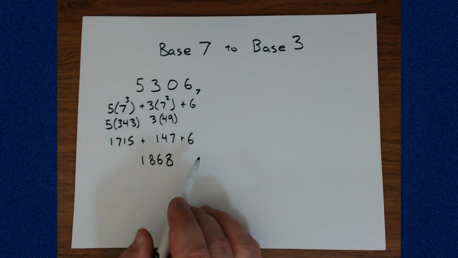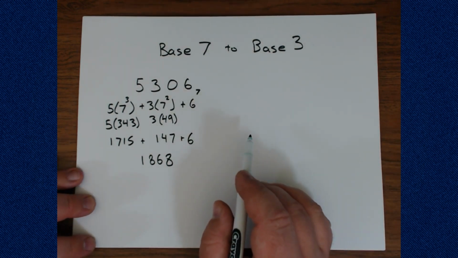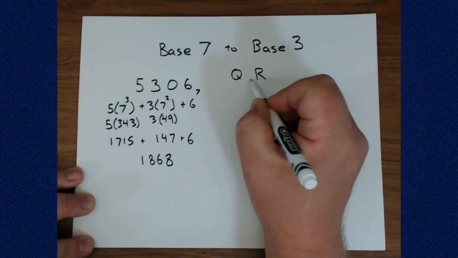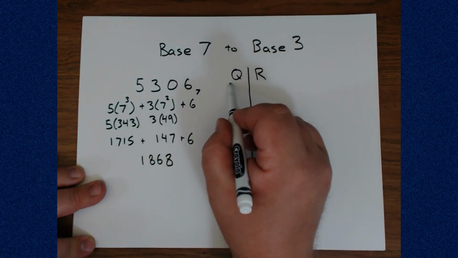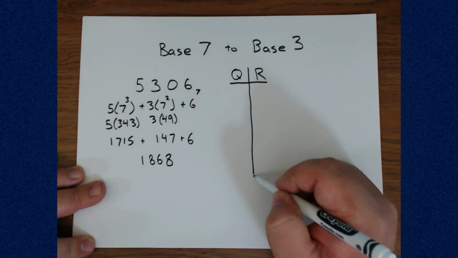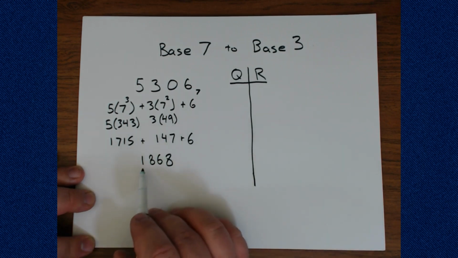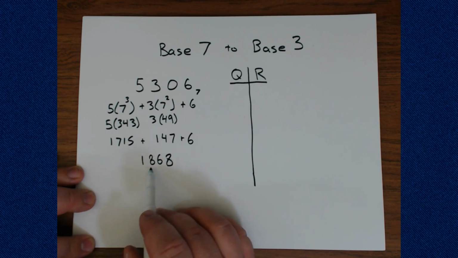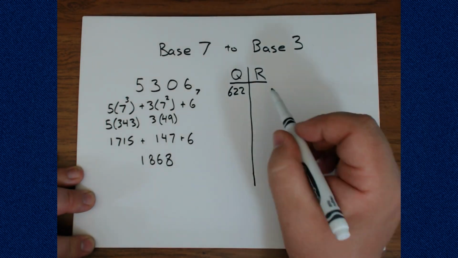Now we want to convert 1868 to base 3 to complete the whole thing, and so we can just use the iterative division method. So we're going to find a bunch of quotients and a bunch of remainders here. This is a relatively large number for base 3, so I'm just giving myself a nice bit of room for all the different quotients and remainders. First, 1868 divided by 3 gives us 622 with a remainder of 2.